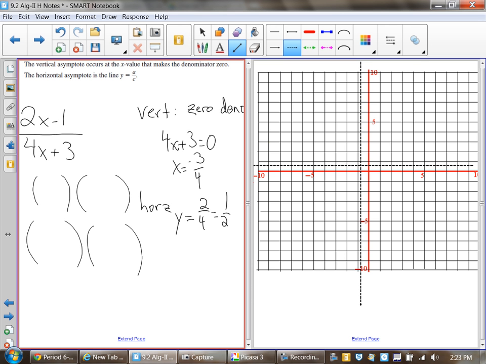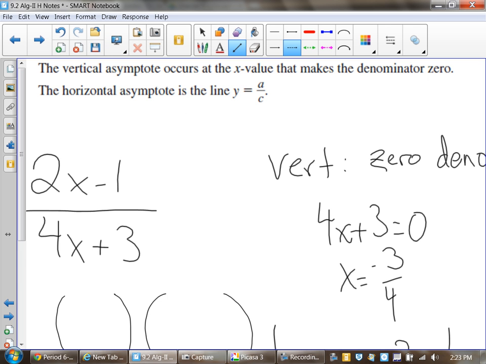Now, granted, in this example, it's going to be some really nasty looking fractions, but it's really not the end of the world. I have an example that's a little bit easier to work with. We'll walk through that one.